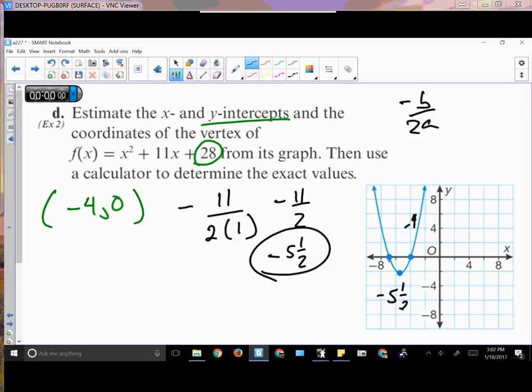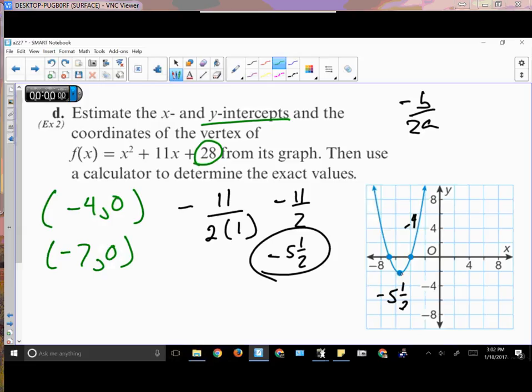So if I know that this is at negative 5.5 and that is at negative 4, do I know exactly where that is? Well, yeah, it's 1.5 beyond it. What is 1.5 beyond that? Well, that's negative 7. So that's going to be at negative 7, 0, which is what some of you figured it was going to be.